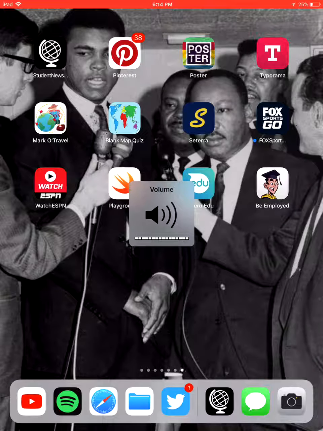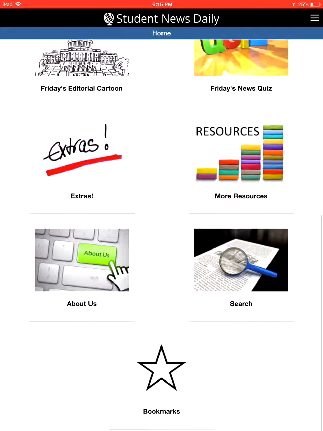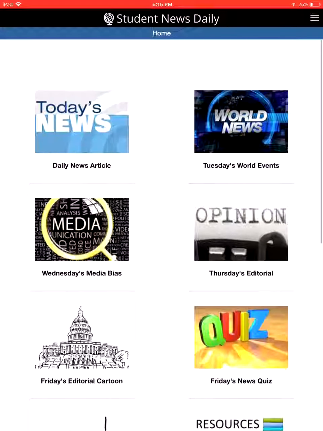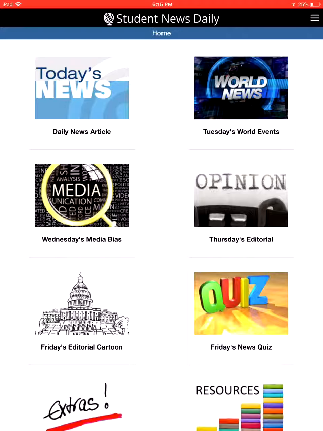Okay, today we're going to look at the app Student News. If you go to the bottom, it's a really easy to navigate app. Student News is essentially a nonprofit student news organization that's geared towards high school students. It's used to help develop critical thinking and really helps students grasp current events in the world and how to navigate media sources.